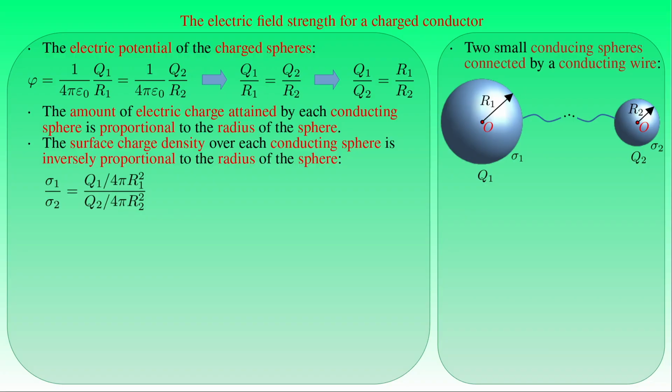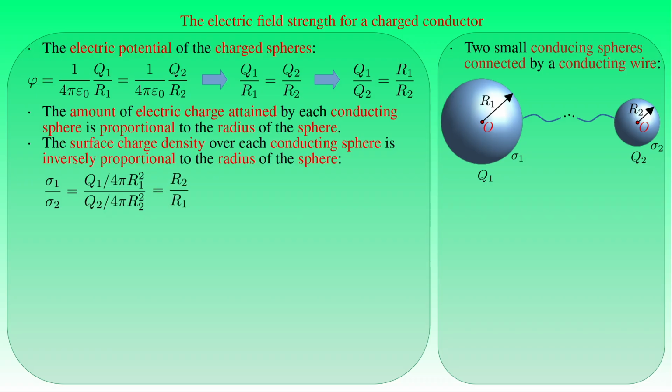That is, the ratio of the surface charge density sigma1 over the first sphere to the surface charge density sigma2 over the second sphere, is equal to the ratio of Q1 divided by 4 pi times r1 squared to Q2 divided by 4 pi times r2 squared. By substituting the expression obtained for the ratio of the total charges into this equation gives r2 over r1.